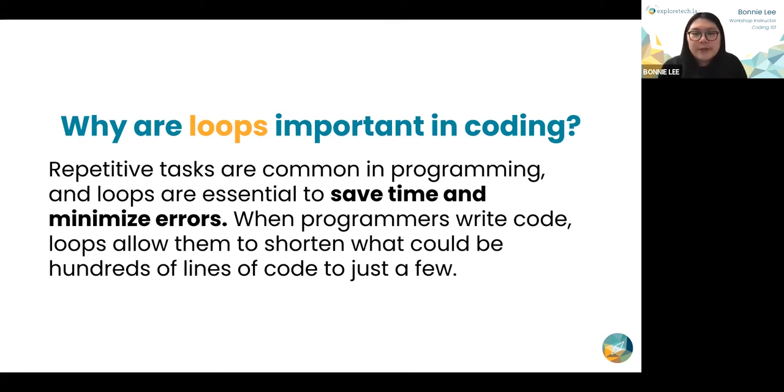So why are loops important in coding? Repetitive tasks are really common in programming, and loops are essential to save time and minimize errors. When programmers write code, loops allow them to shorten what could be a few hundred lines of code to just a few. For example, if I want to play a song 10 times, instead of writing play song 10 times, I could just loop it 10 times. So it could be a lot easier to change. I could also change the number of times it loops instead of having to copy and paste something a lot.